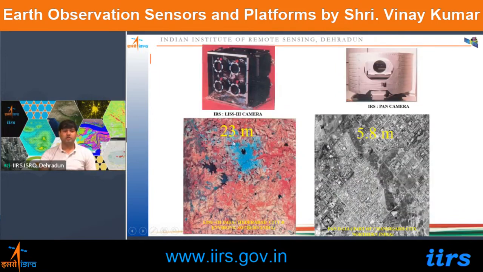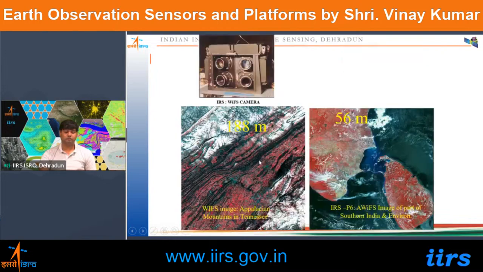Now this is LISS-3 camera with 23 meter resolution, and this is IRS PAN camera with 5.8 meter. This is the image captured for Chandigarh city, and this is Hyderabad city, where the popular Hussain Sagar Lake is. So this is Hyderabad city and this is the Hussain Sagar Lake.